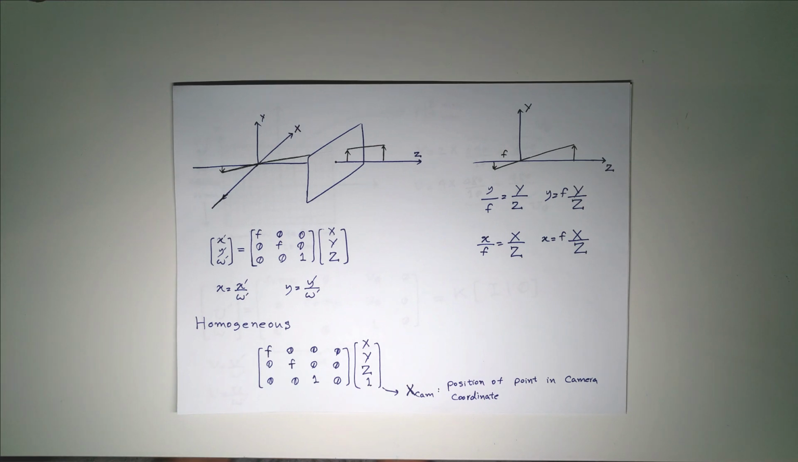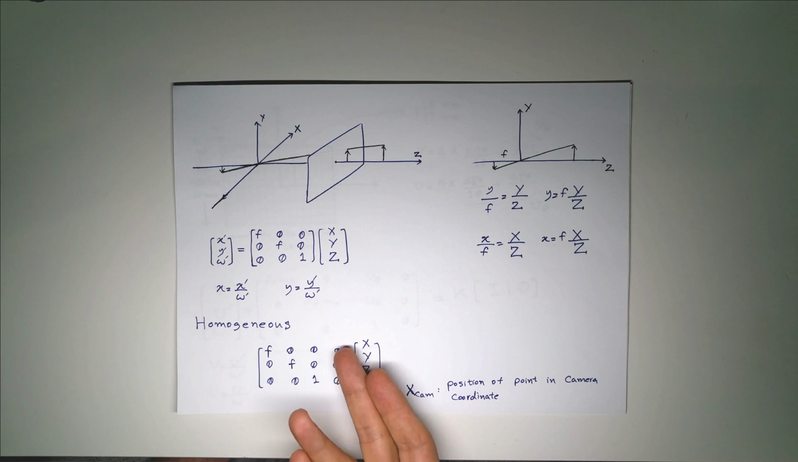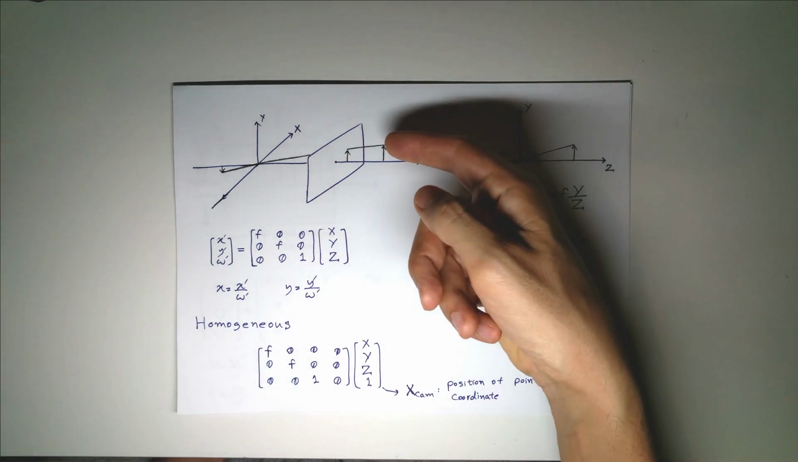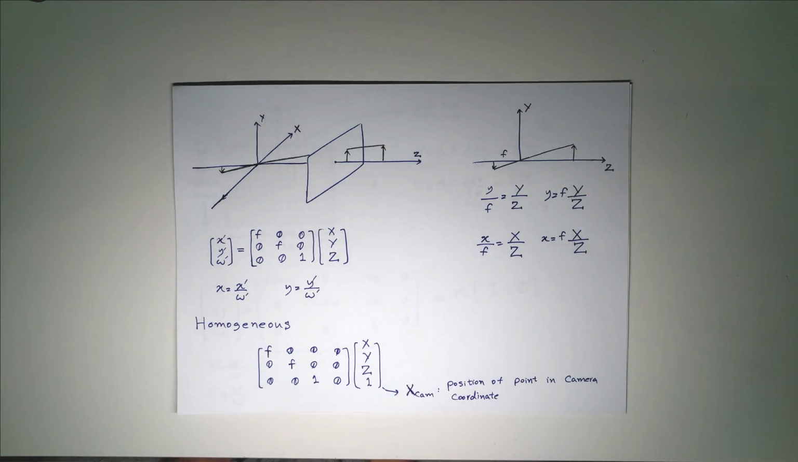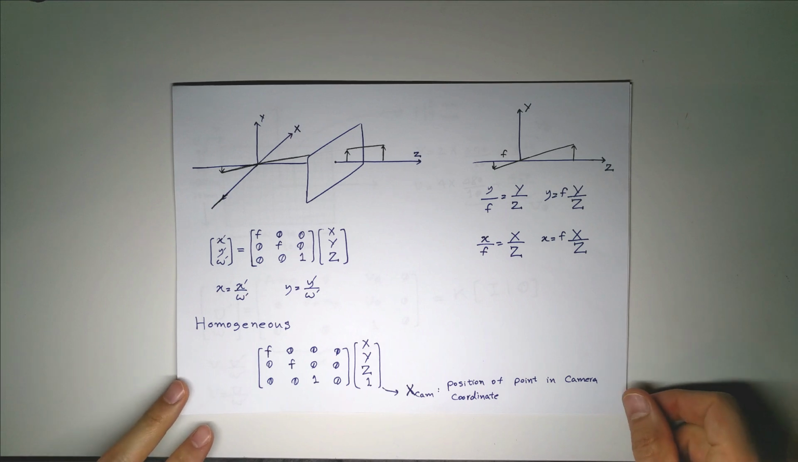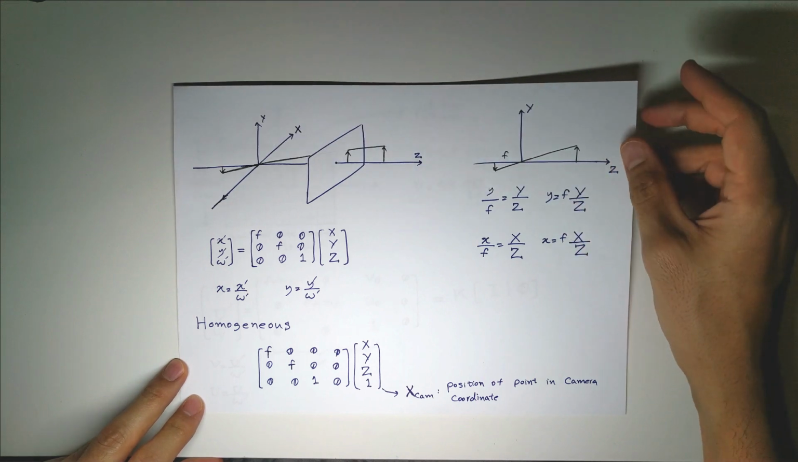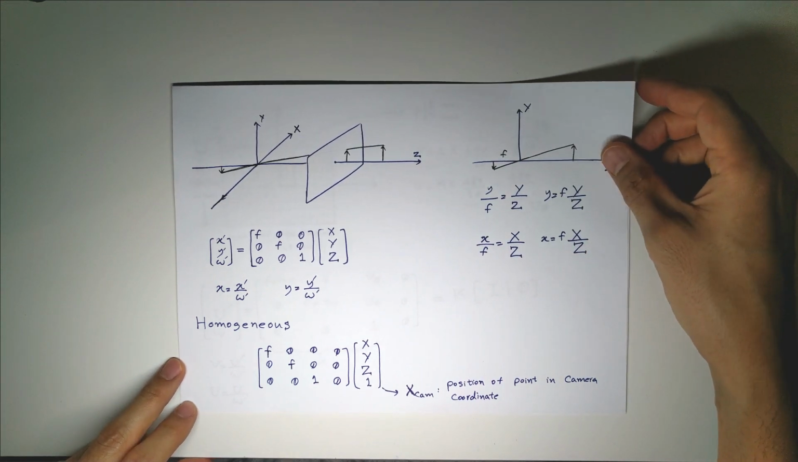If I want to write it in a homogeneous form, it means I have to add another dimension here. I have to add the last column here with 0, 0, 0, so I can still get the same result. So the point that I have here is in the coordinates of the camera. That means x, y, z are the camera coordinates. Okay, now let's say the point is not in the camera coordinate, but in some arbitrary coordinate, which we usually call the world coordinate.